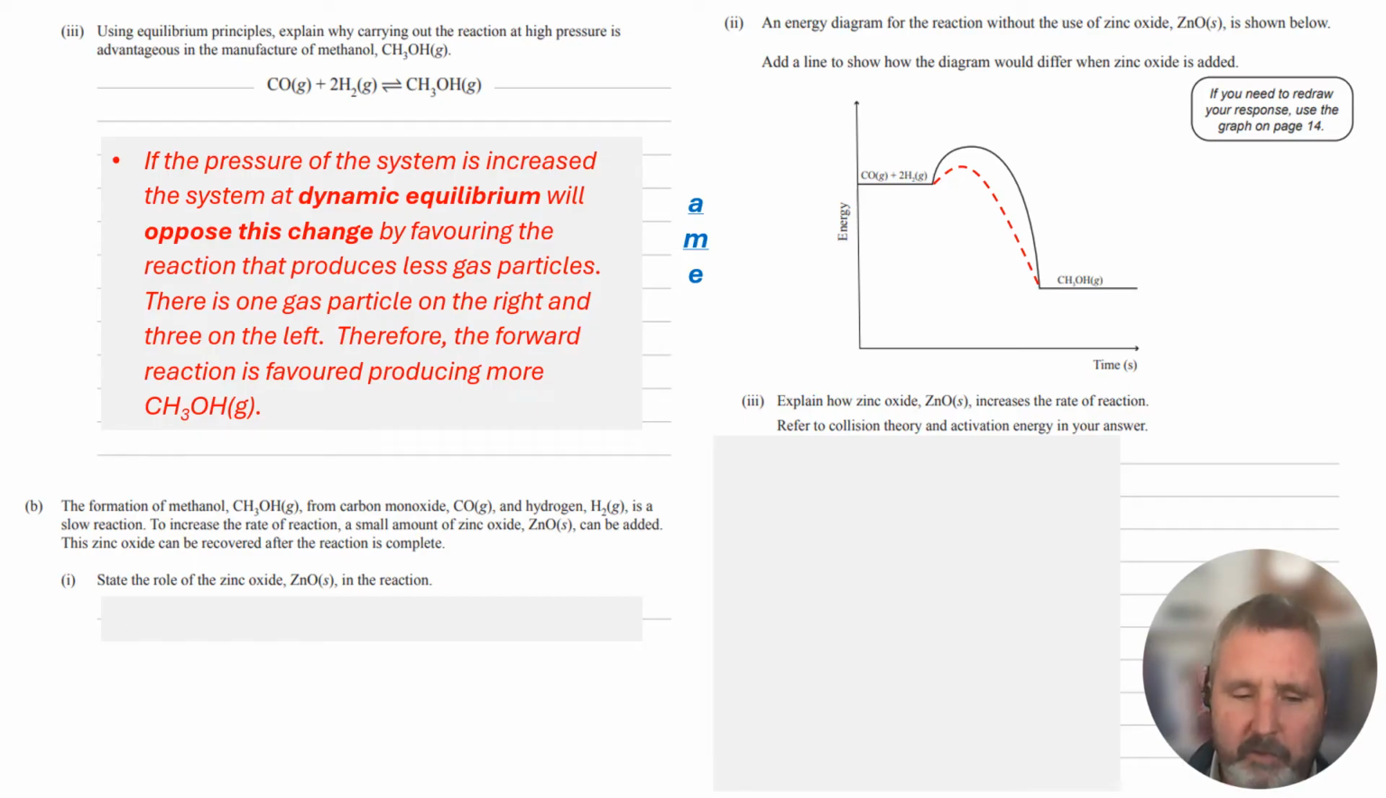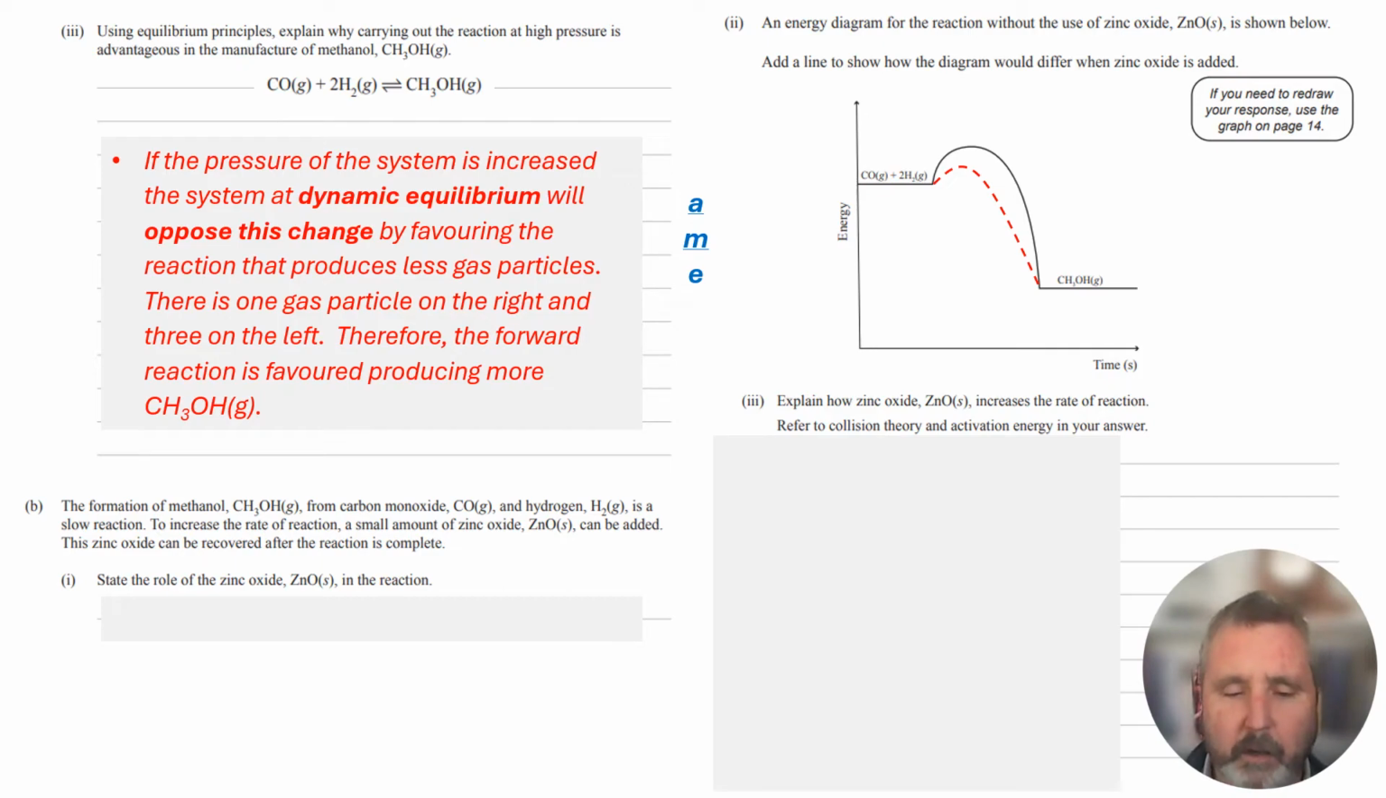Okay, the next question. The formation of methanol from carbon monoxide and hydrogen is a slow reaction. Not good if you want to produce it, because it's going to take a long time. To increase the rate of reaction, a small amount of zinc oxide can be added. This zinc oxide can be recovered after the reaction.